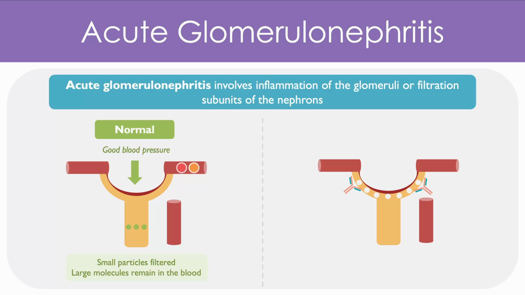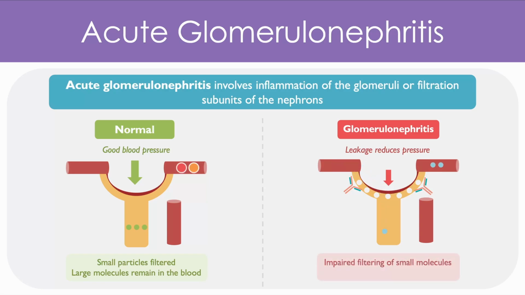If we compare this to acute glomerulonephritis, the damage done to the basement membrane means that there's leakage of fluid, and this leakage decreases the pressure gradient, meaning that small molecules are no longer filtered as efficiently as before. As well as this, large molecules, including the blood and protein, are able to pass through the large gaps.